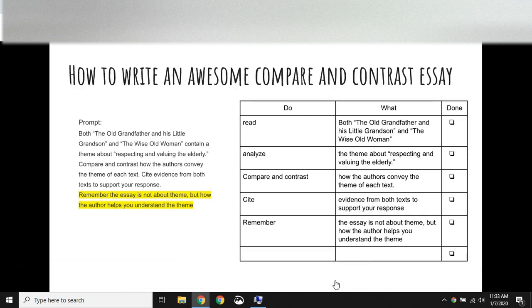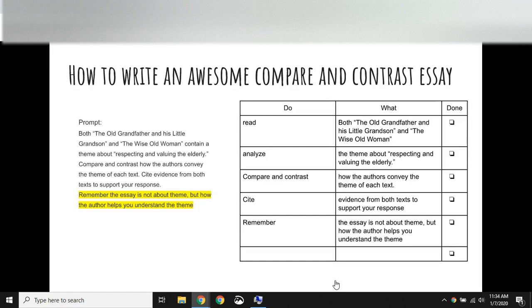And the first thing the prompt says, well, first let's read the prompt. Both The Grandfather and His Little Grandson and The Wise Old Woman contain a theme about respecting and valuing the elderly. Compare and contrast how the authors convey the theme of each text. Cite evidence from both texts to support your response.